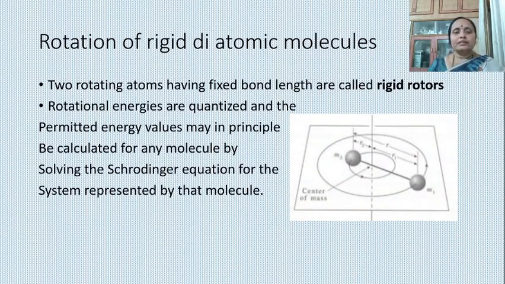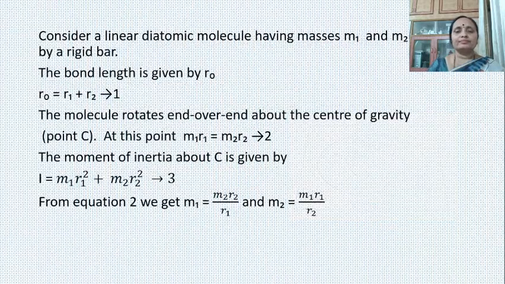So, considering the rotation of a rigid diatomic molecule, let us know what a rigid rotor is. When two atoms rotate with a fixed bond length, it is called a rigid rotor. Rotational energies are quantized and the permitted energy values may be calculated for any molecule by solving the Schrodinger's equation for the system represented by the molecule.